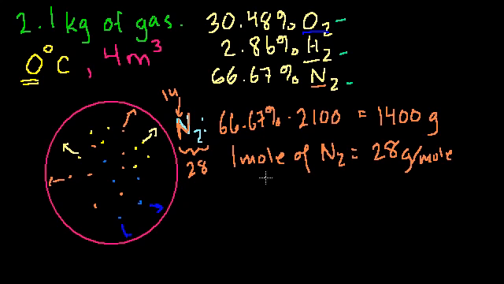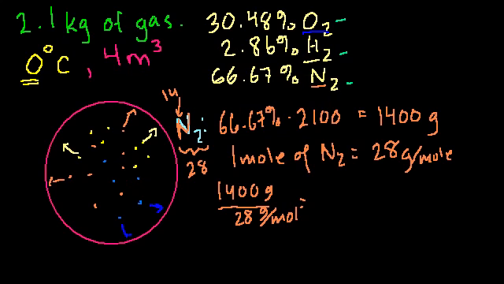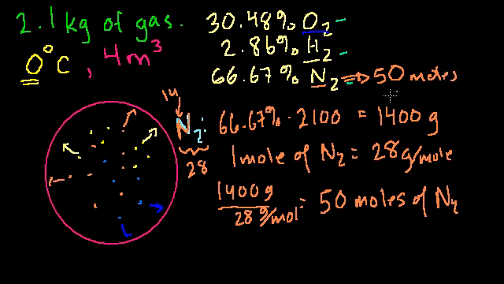So if we want to keep our units right, we say 1,400 total grams divided by 28 grams per mole, and we should get the number of moles. So 1,400 divided by 28 is equal to 50. That worked out nicely. So we have 50 moles of N2. So we could write that right there. 50 moles.